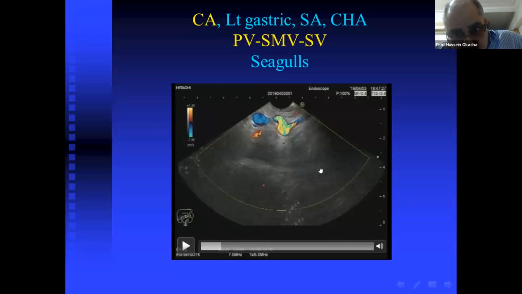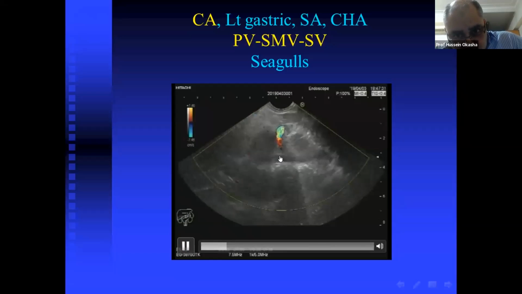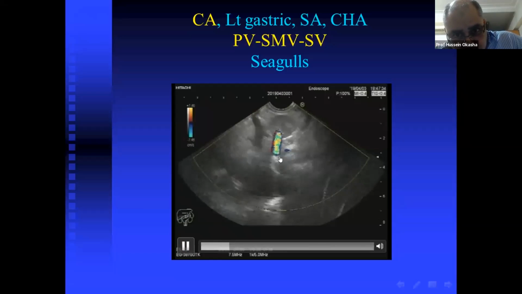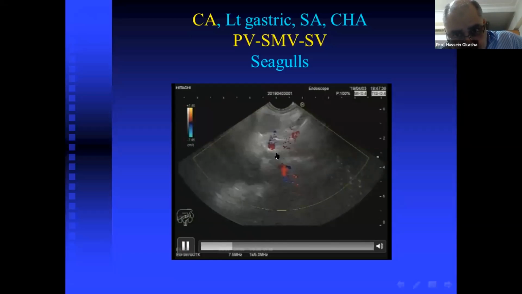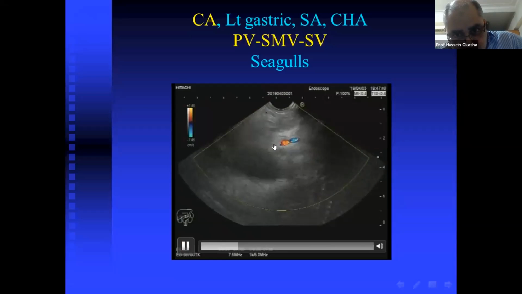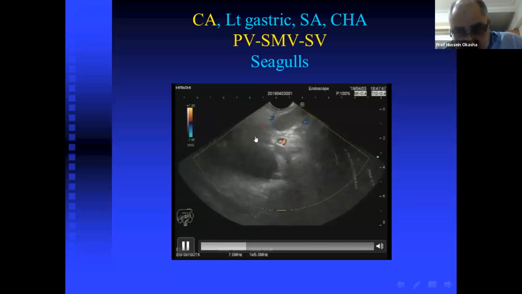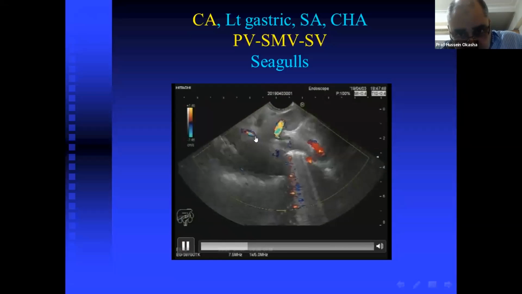The hepatic artery proper goes to the porta hepatis to accompany the portal vein, and the gastroduodenal artery goes to the head of the pancreas. So this is the common hepatic artery going down, and finally it will give rise to the hepatic artery proper going to the liver, and the gastroduodenal artery going to the left side of the screen to the head of the pancreas.